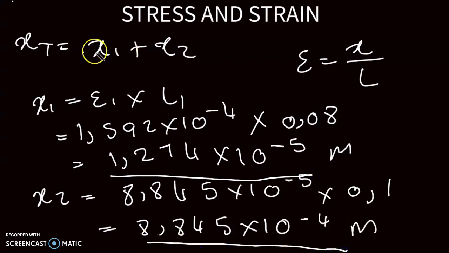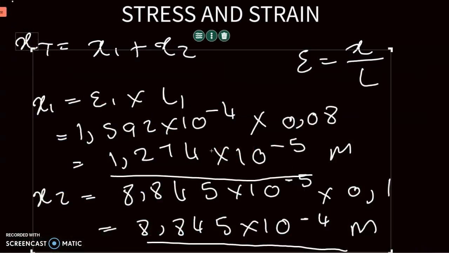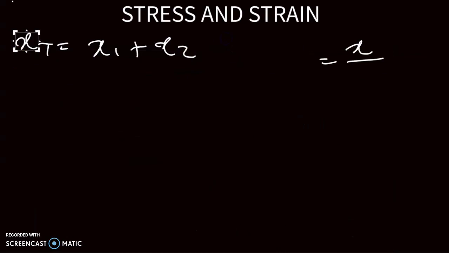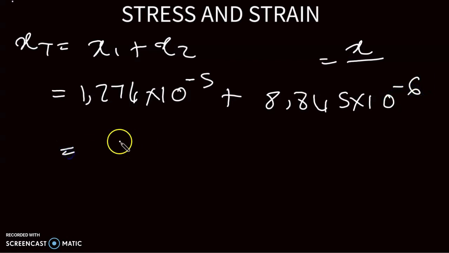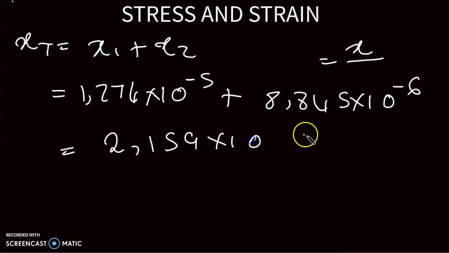And then from here, we're going to come to this formula and say change in length number 1 plus change in length number 2. Change in length number 1 is 1.274 times 10 to the power negative 5 plus 8.845 times 10 to the power negative 6, which will give us 2.159 times 10 to the power negative 5.